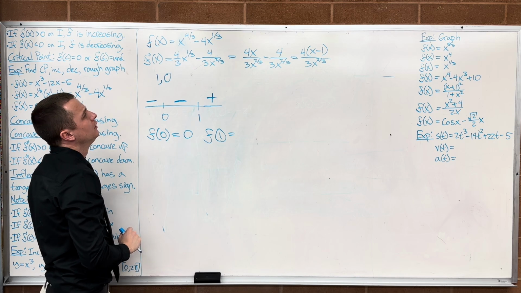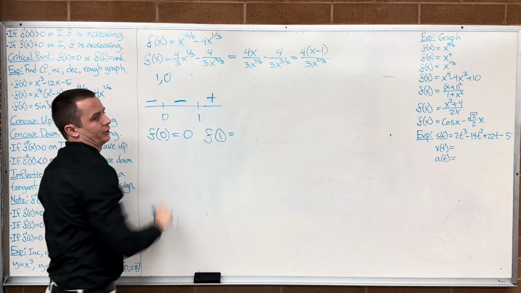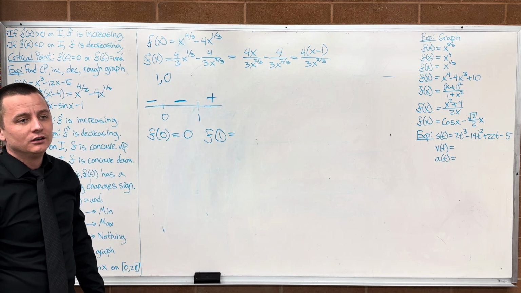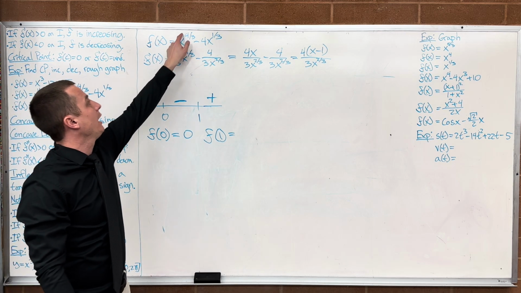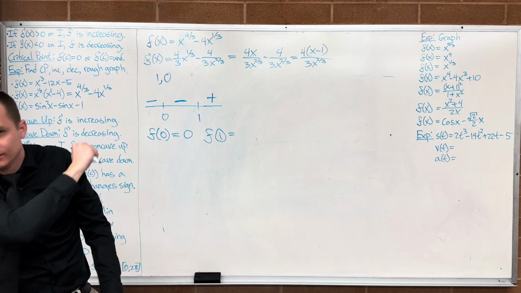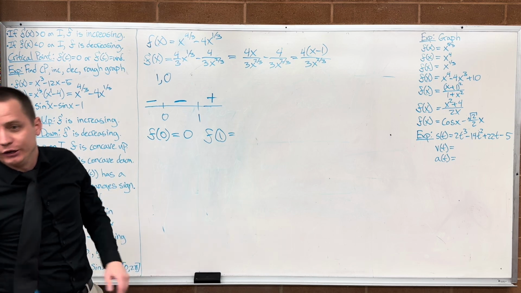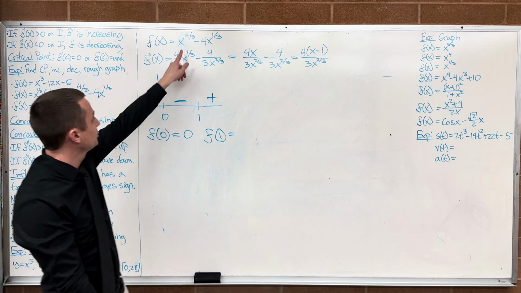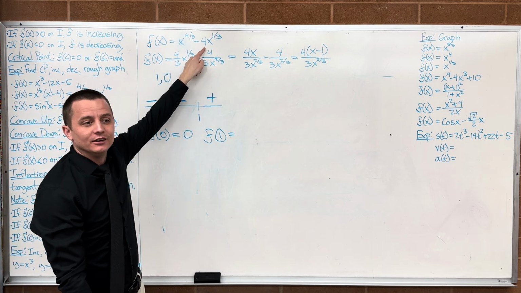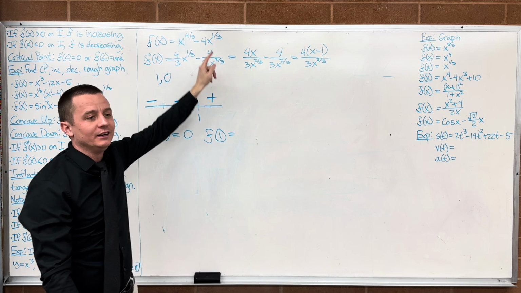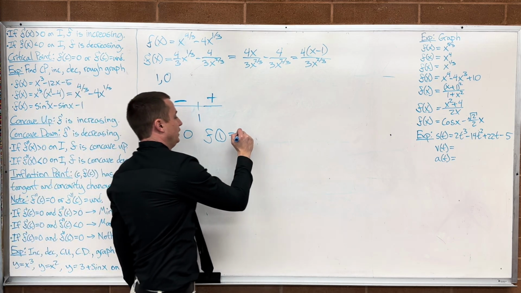4/3. What's 1 to the power of 4/3? What's 1 to the power of 4? What's 1 times 1 times 1 times 1? Oh, 1. Now take its cube root. 1. That was some crazy good algebra. Okay. So 1 minus 4 is -3.